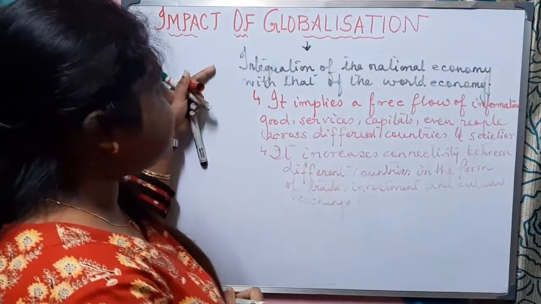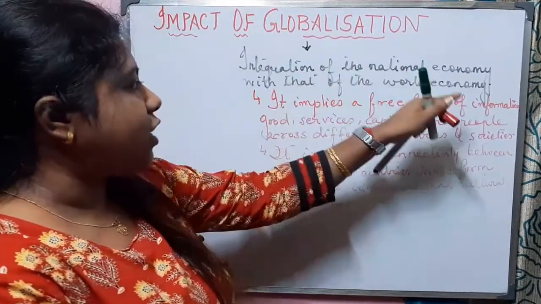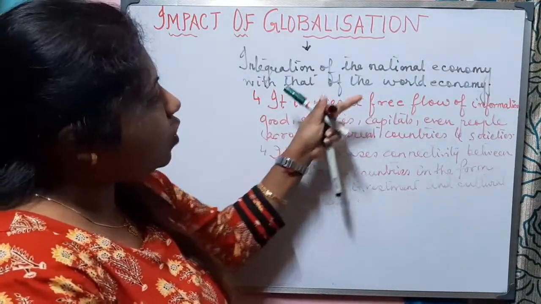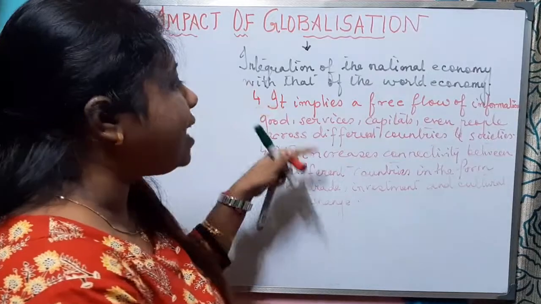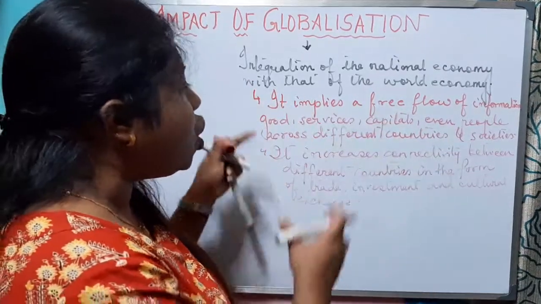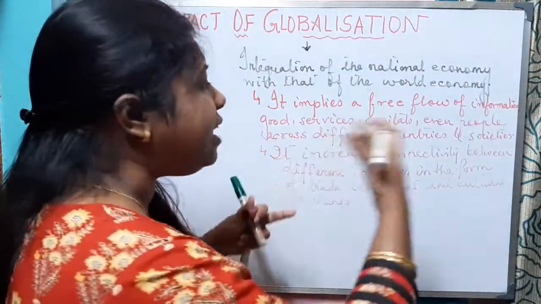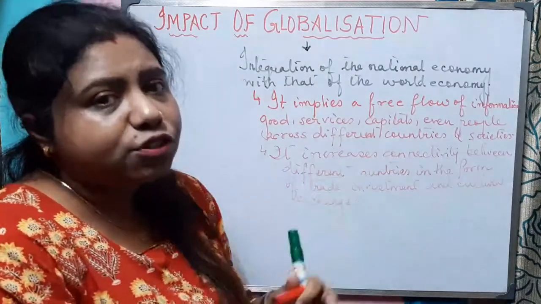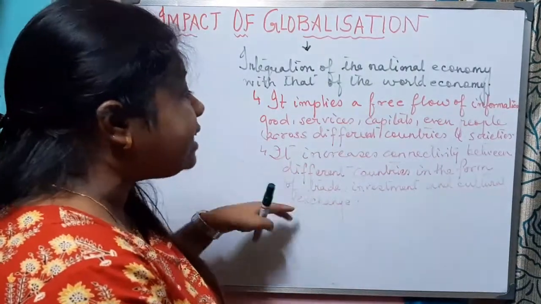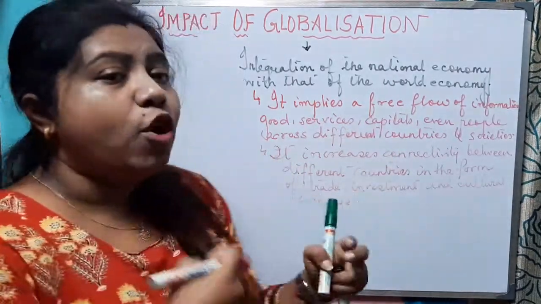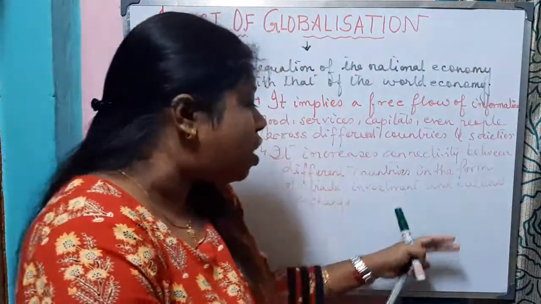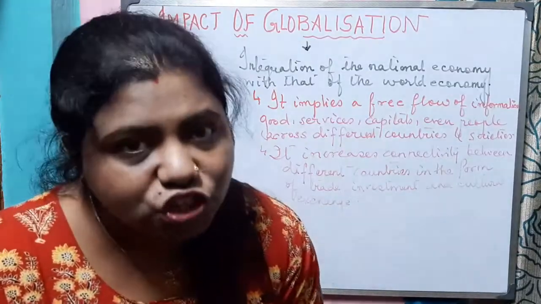So what is globalization? Integration of the national economy with that of the world economy is known as globalization. It implies a free flow of information, goods, services, capital, even people across different countries and societies. It increases connectivity between different countries in the form of trade, investment, and also cultural exchange.